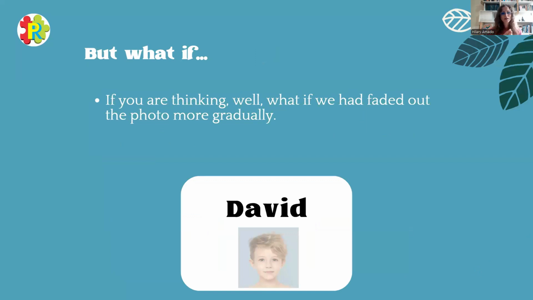So if you're thinking, well, what if we had faded out the photo more gradually? Again, if you have a supplementary stimulus on the correct answer that's different from all the other cards, so no other cards here had photos, you're signaling to the learner that they don't even have to look at the other cards or even fully attend to the current card to respond. They just know that the correct answer is right here.